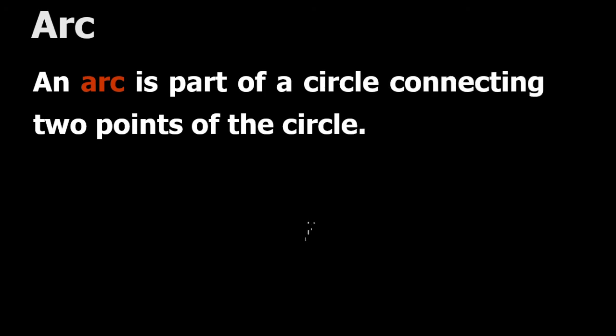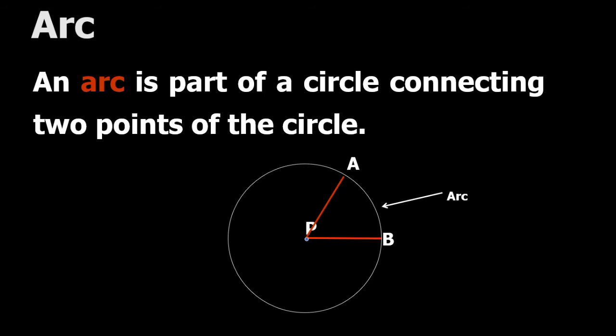Now an arc. An arc is part of a circle connecting two points of the circle. So, in a given central angle, there is what we call an intercepted arc. So, in every angle formed inside the circle, there will be a corresponding intercepted arc. Now, when you say arc, it is a part of a circle connecting two points of the circle. In this given figure, we have central angle APB. So, this is our central angle.